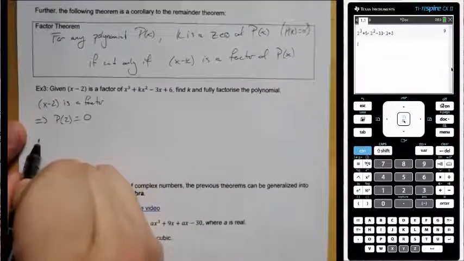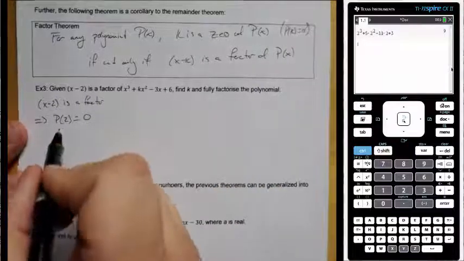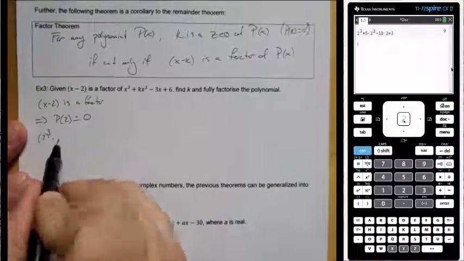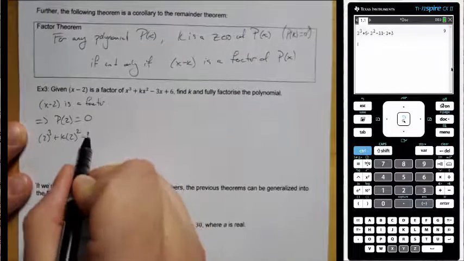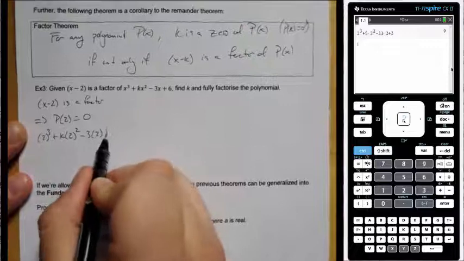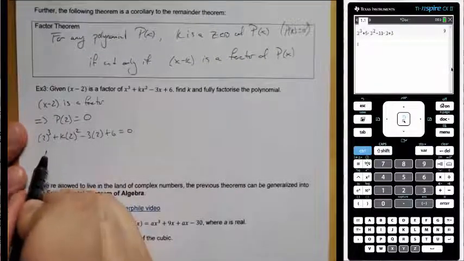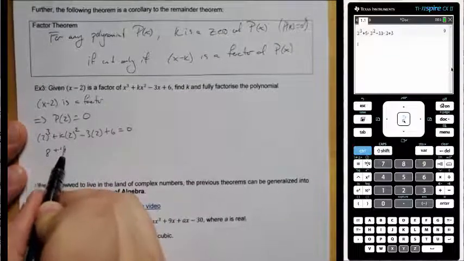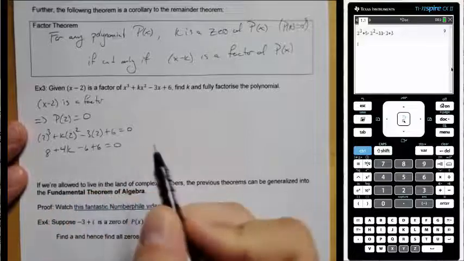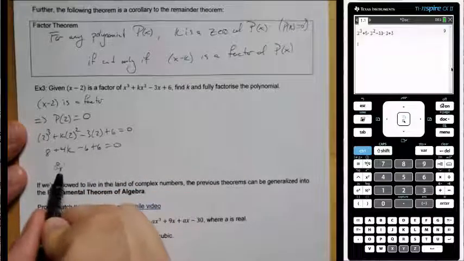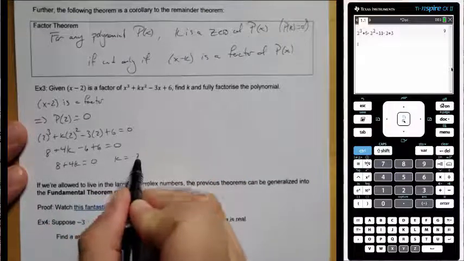Meaning that if I substitute 2 into here, the answer is 0. So 2 to the third plus k times 2 squared minus 3 times 2 plus 6 equals 0. Or better yet, 8 plus 4k minus 6 plus 6 equals 0. 8 plus 4k equals 0. K equals negative 2.